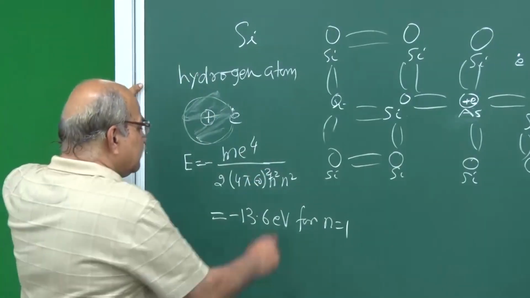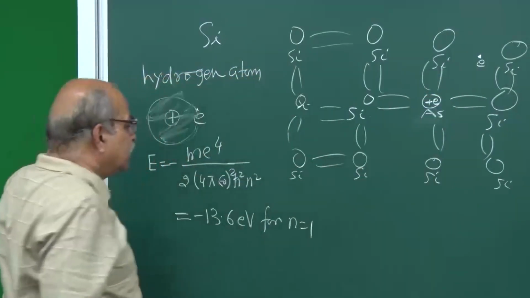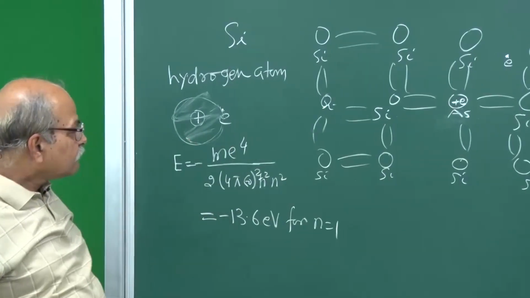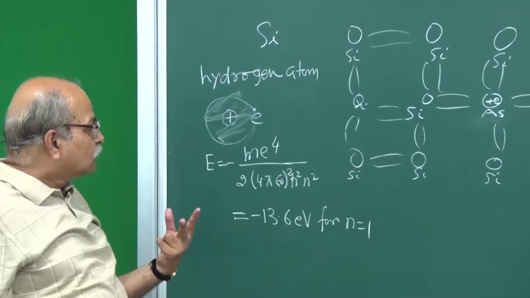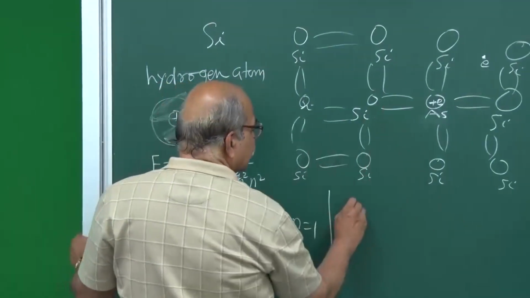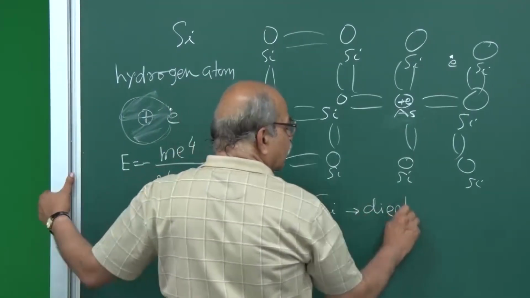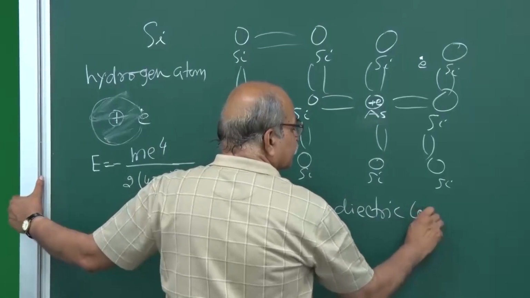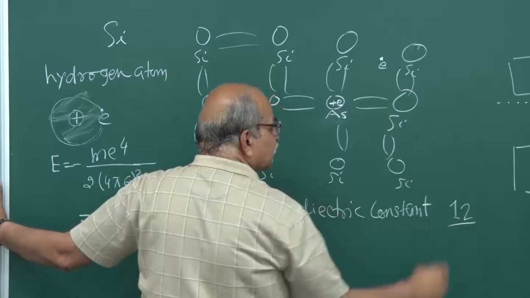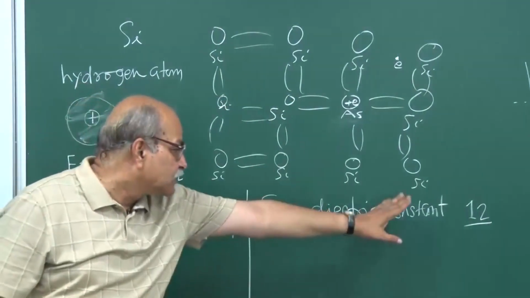You can have a similar expression for the energy levels of this electron also in the field of this. The same expression one can approximate, with two modifications. One is that it is in a silicon crystal, and silicon has a dielectric constant of approximately 12, 11.67 etc. So roughly 12.